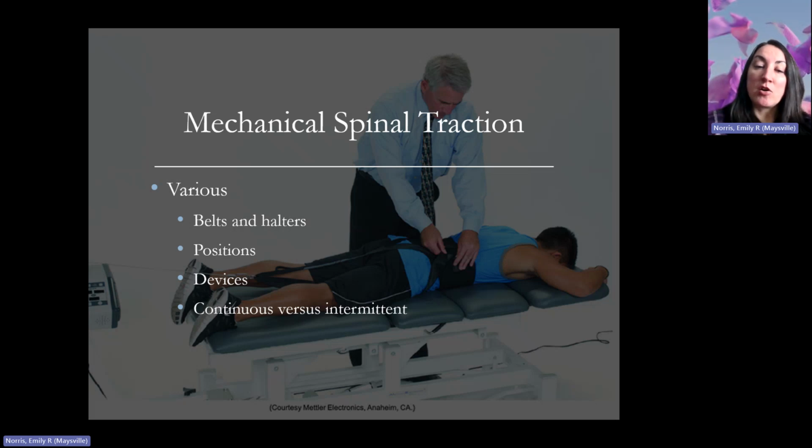Some of them are stable and big and expensive. Some are more mobile and they could take home with them. There is continuous traction and intermittent traction, and you would determine which of those you want to use based on the goals and the symptoms of the patient. So there's a lot of different variations of ways that you can use the traction.